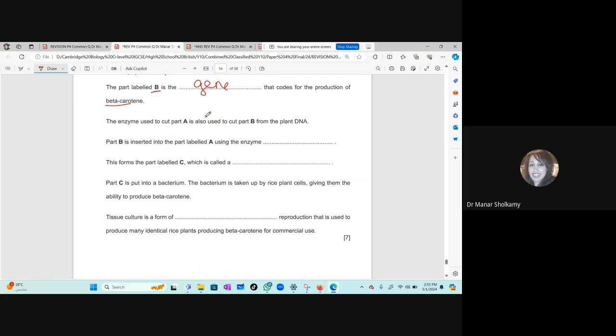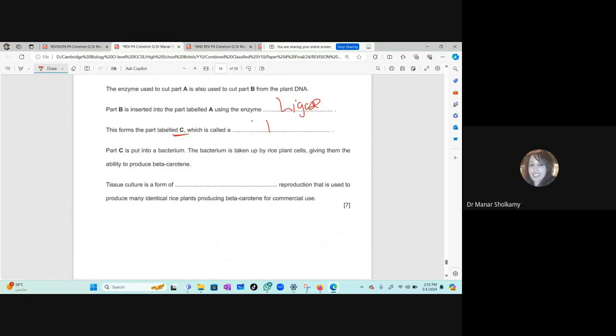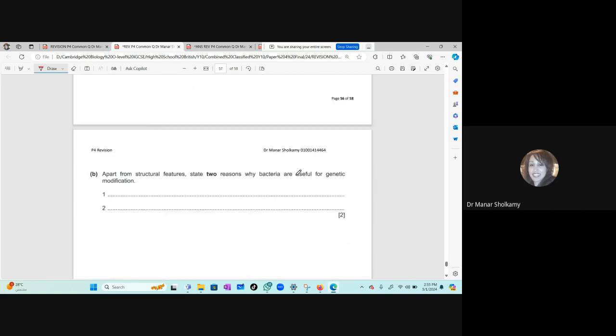The enzyme used to cut part A is also used to cut part B. Part B is inserted into the part labeled A using which enzyme? You all said it. Ligase. Well done. Ligase enzyme. This forms the part labeled C, which is called the what? Recombinant plasmid. Excellent. So this shows you that you have to know the names of the enzymes and the names of the recombinant. The tissue culture is a form of which type of reproduction? Asexual. Excellent. Asexual reproduction that is used to produce many identical rice plants, etc.